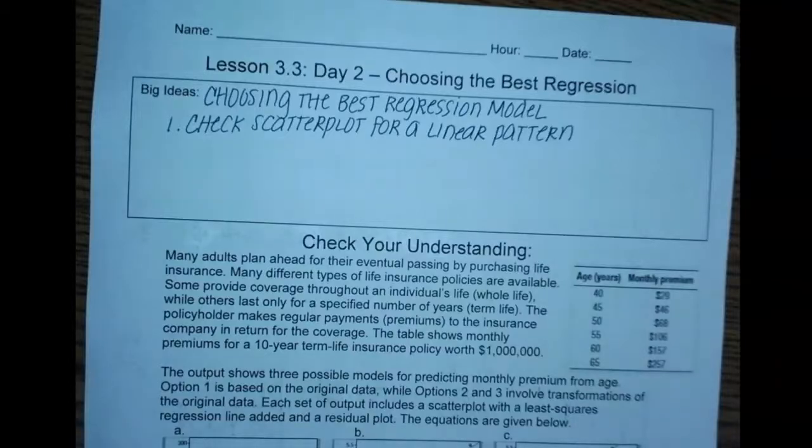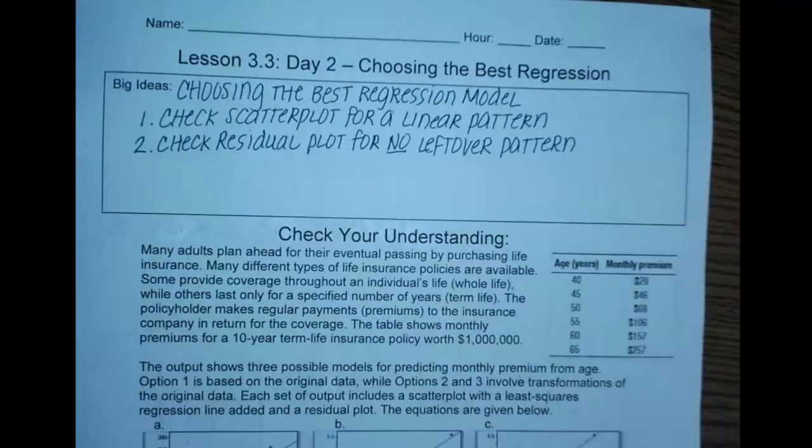Then the second thing you should look at: check the residual plot for no leftover pattern. Remember, if there's a pattern, it's not linear. And your whole goal to move forward to make a least squares regression line is you need it to be linear, otherwise it's not appropriate.